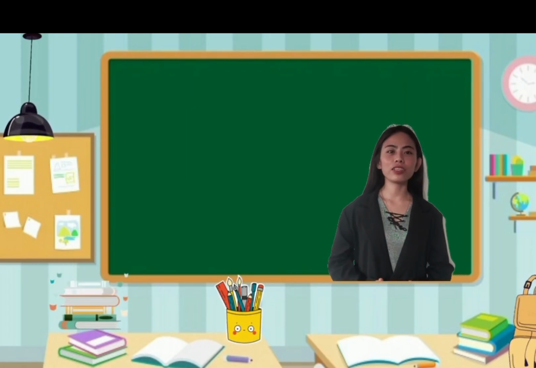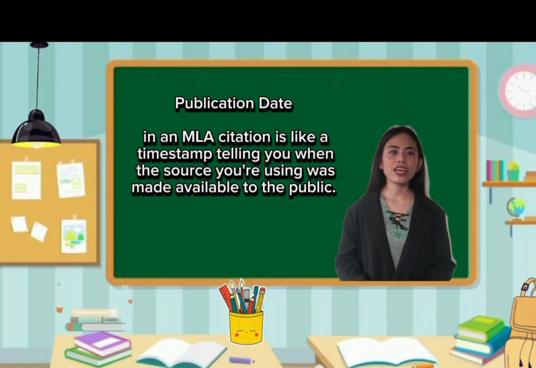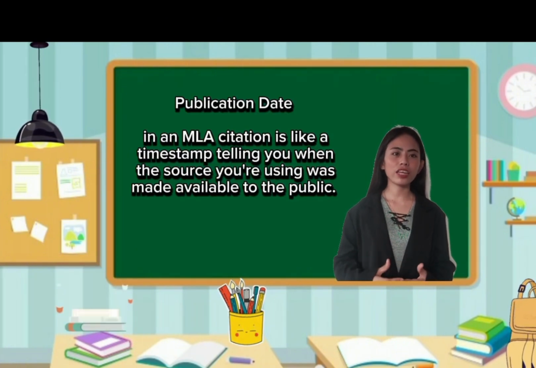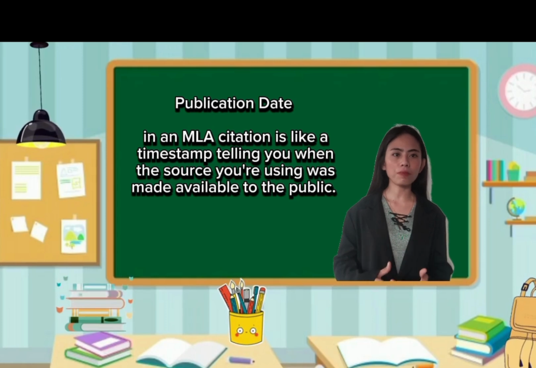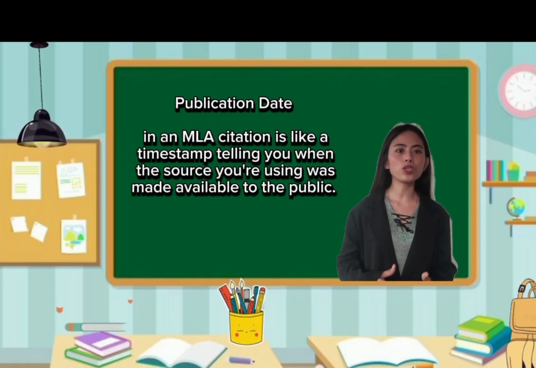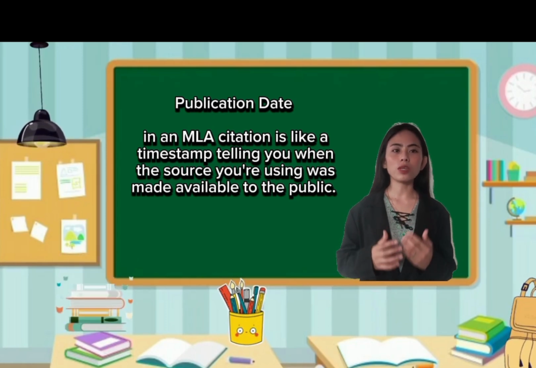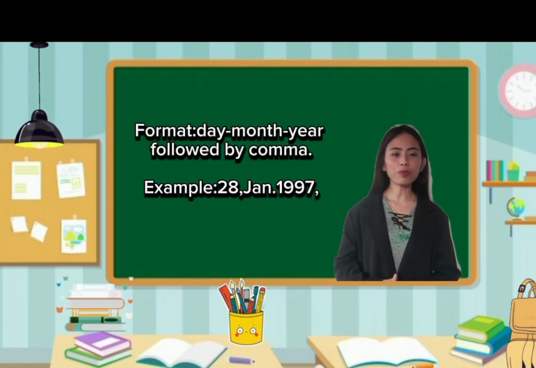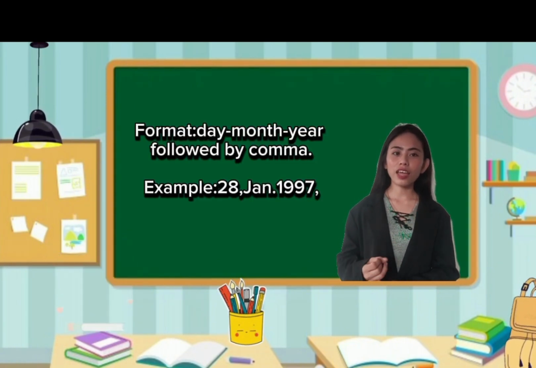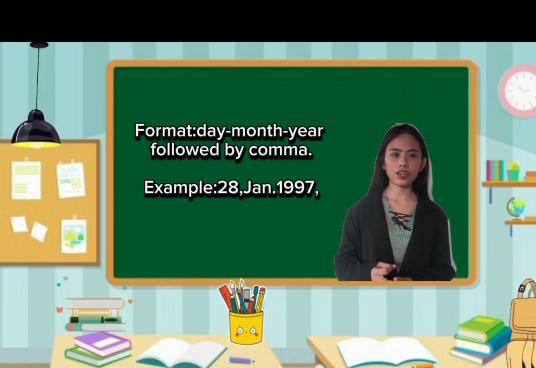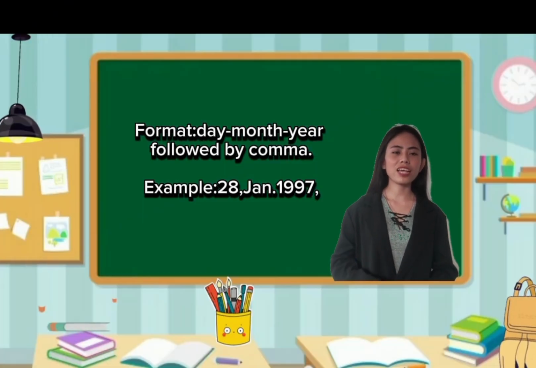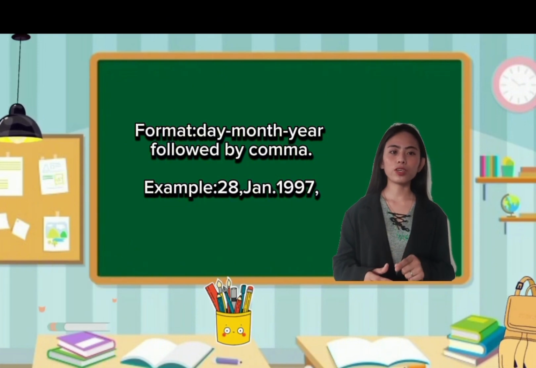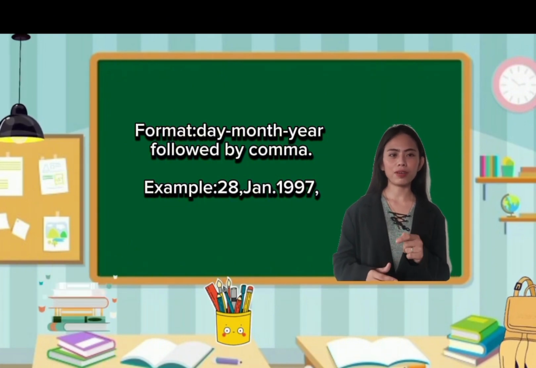The third element of MLA citation is the publication date. The publication date in MLA citation is like a timestamp telling you when the source you're using was made available to the public. Example, a book. So the format for a book is day, month, and year, followed by a comma. Example, 28 January, period, 1997, comma.